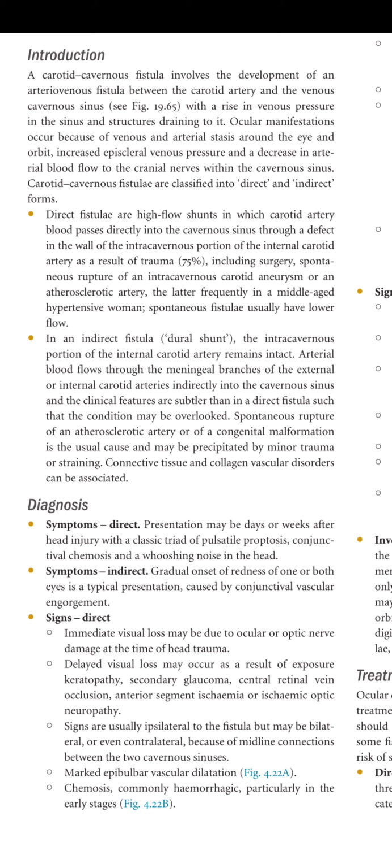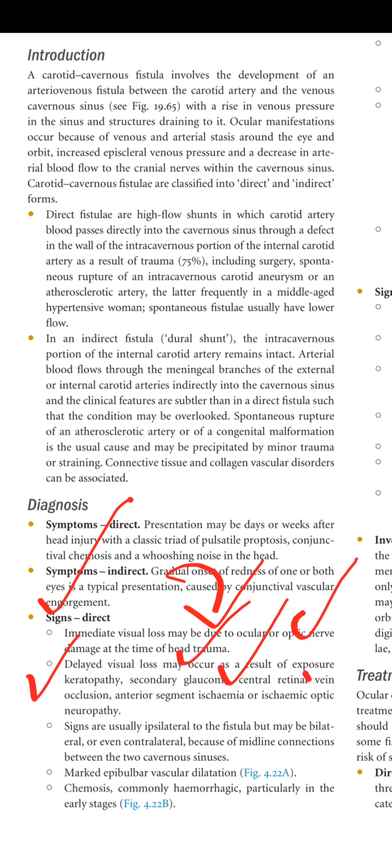So direct signs are immediate visual loss, maybe due to ocular or optic nerve damage at the time of head trauma. So whenever there is immediate damage, it can be due to the head trauma that is associated with it. Delayed visual loss may occur as a result of exposure keratopathy because of the proptosis, secondary glaucoma, central retinal vein occlusion, anterior segment ischemia, and ischemic optic neuropathy. So there will not be enough drainage. There can be ischemia because there is no blood supply, and there can be ischemic optic neuropathy.